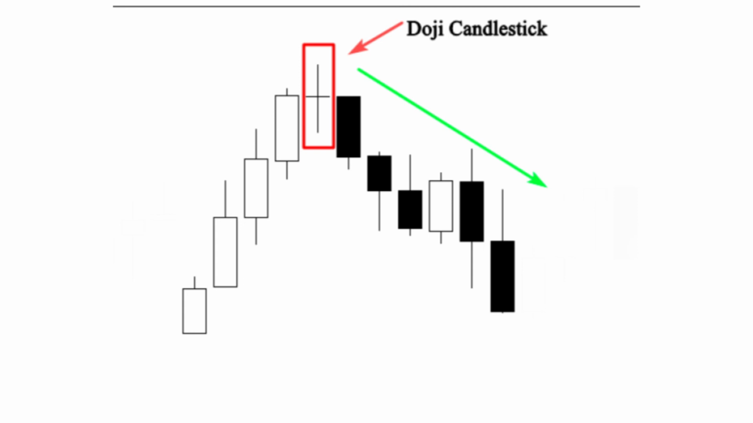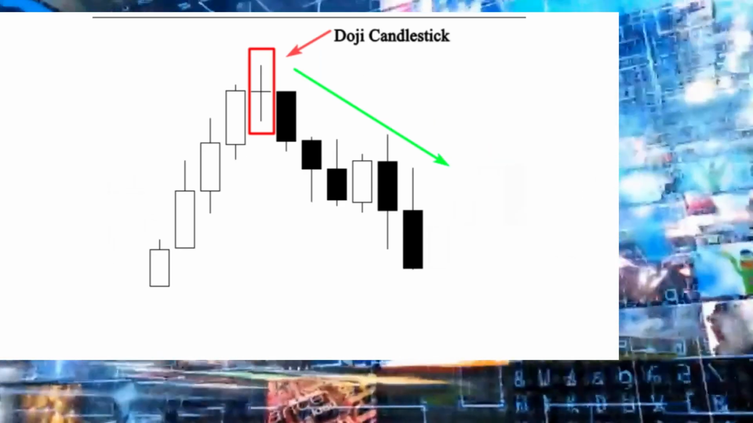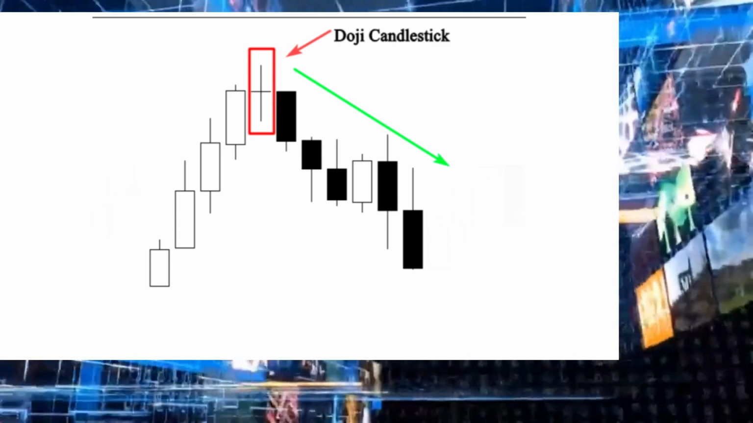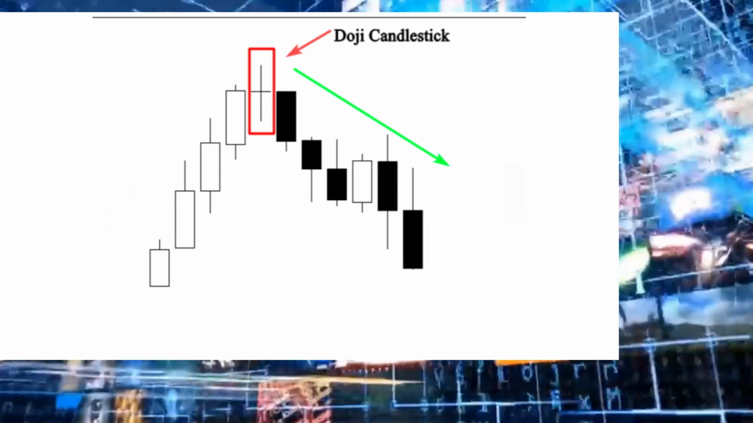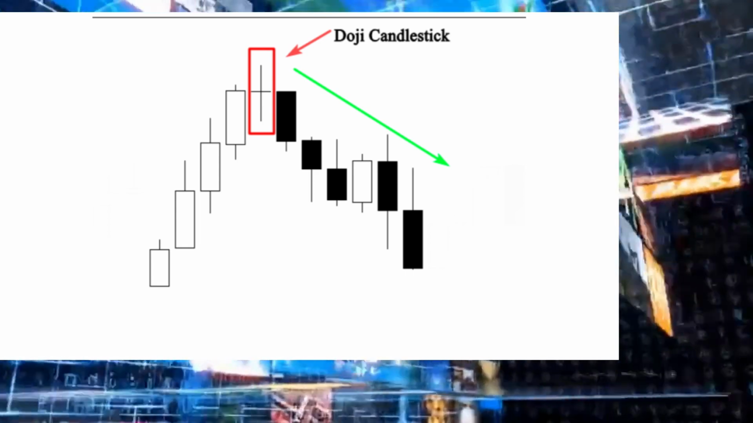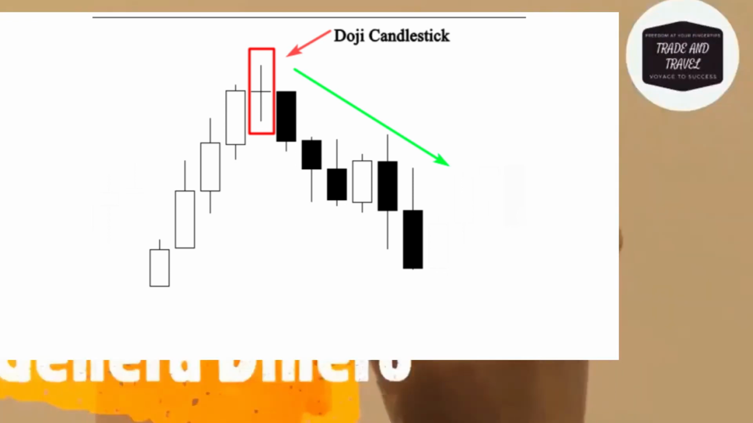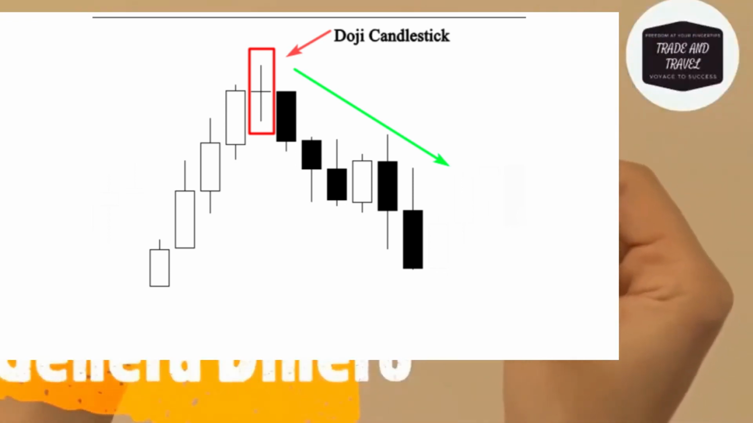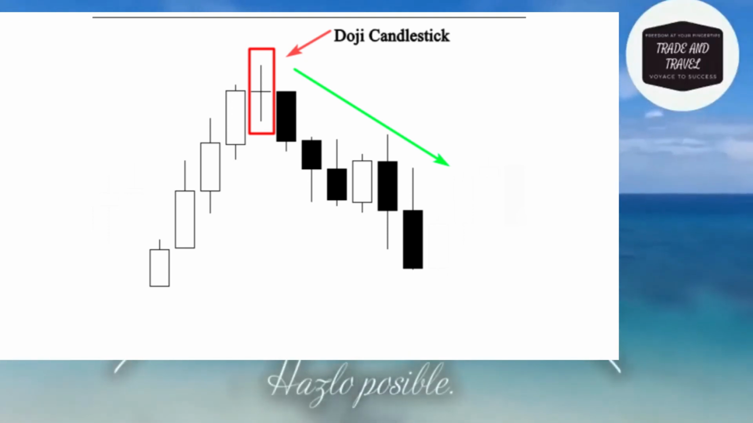Dojis can often be found during rest periods after huge higher or lower moves. When they are at the end or the top of a trend, it can be considered a signal that the previous trend could be losing strength. If you are already in that trend, it is time to take profits. And as I said before, it can be used as an entry signal combined with other technical analysis and more confirmations.